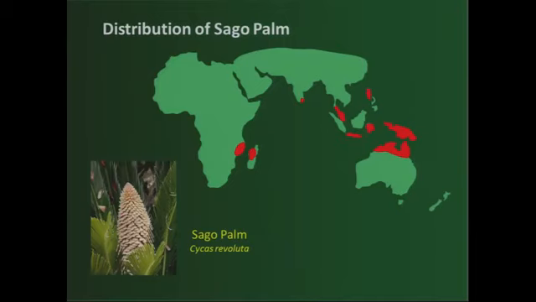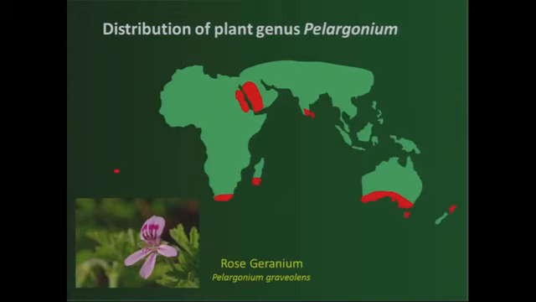And often we find plants distributed along coastlines and islands. This shows the distribution of the sago palm. It's found in East Africa, Madagascar, the tip of India, and parts of Indonesia and Australasia. Pelargonium is another example. It's found right out in the Atlantic, in South Africa, Madagascar, East Africa, India, Sri Lanka, southern Australia, and New Zealand.